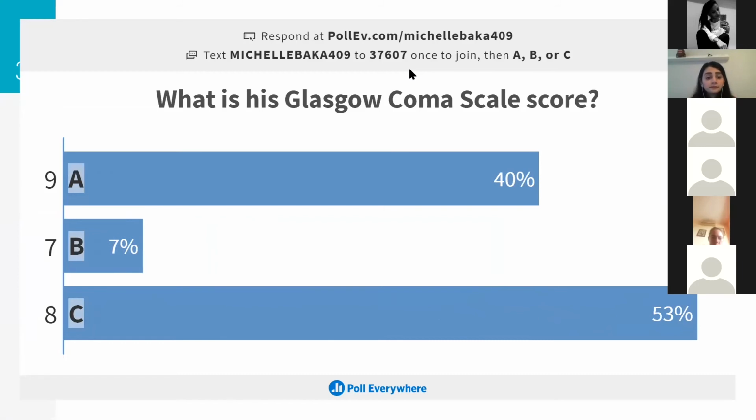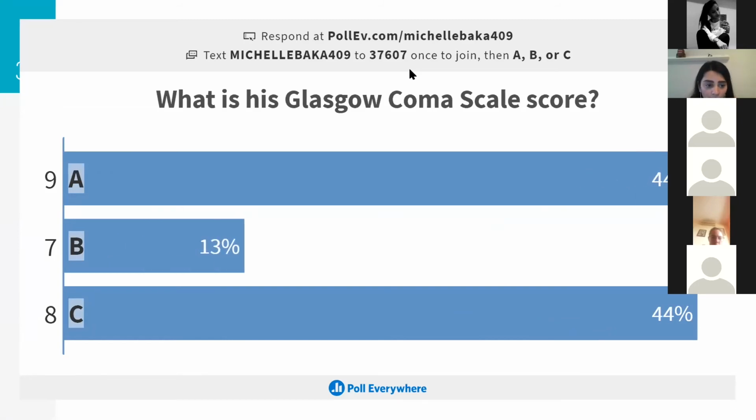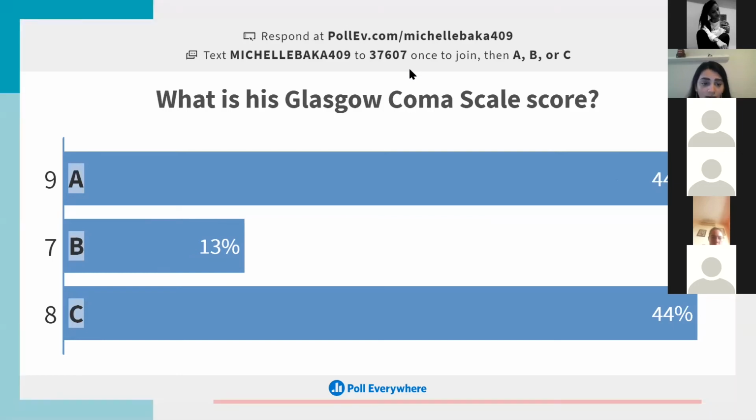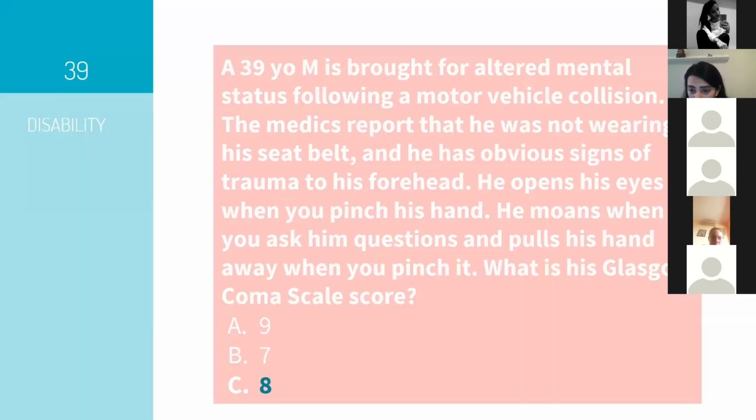Okay. Looks like we're split between A and C mostly. The correct answer is C. This patient's GCS is 8. He gets a score of 2 for eye opening. He moans when you ask him questions, so he has some response there. He gets a score of 2 for the verbal response. He's not really making comprehensible sounds, but he's making some sounds.